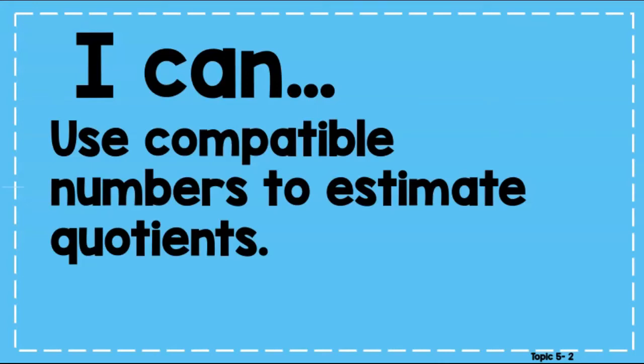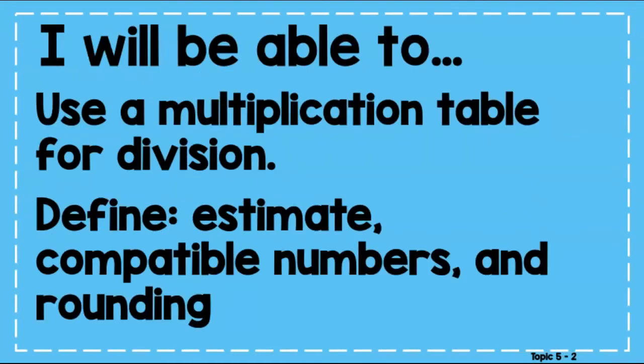Today's lesson is Topic 5, Lesson 2. Our learning intention: I can use compatible numbers to estimate quotients. Our success criteria: I will be able to use a multiplication table for division and define estimate, compatible numbers, and rounding.